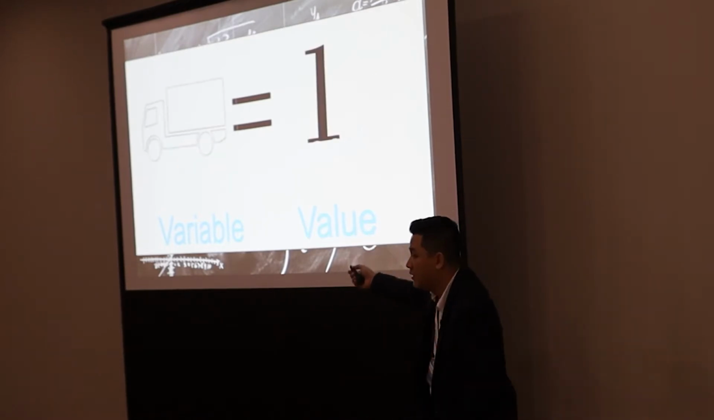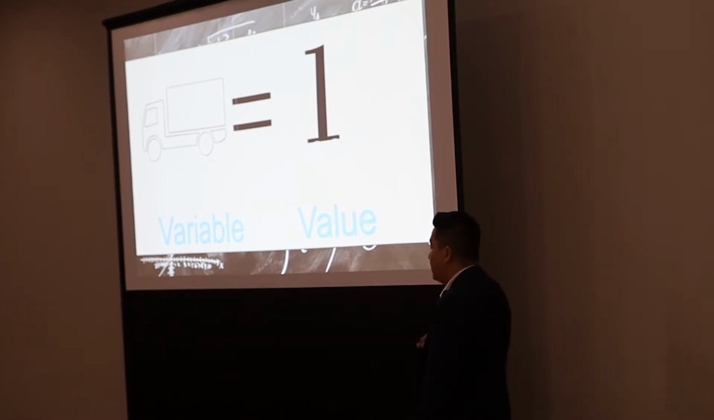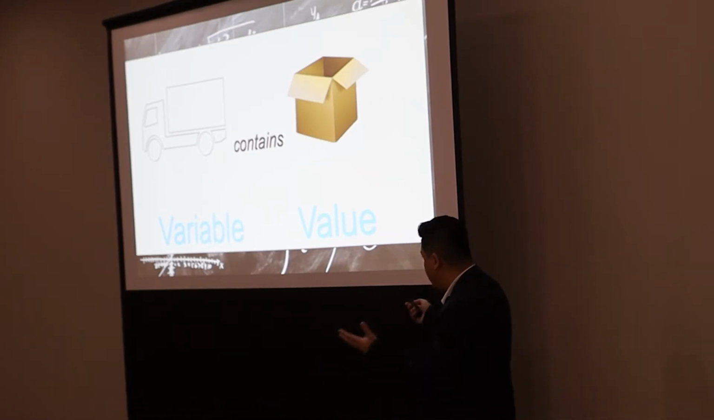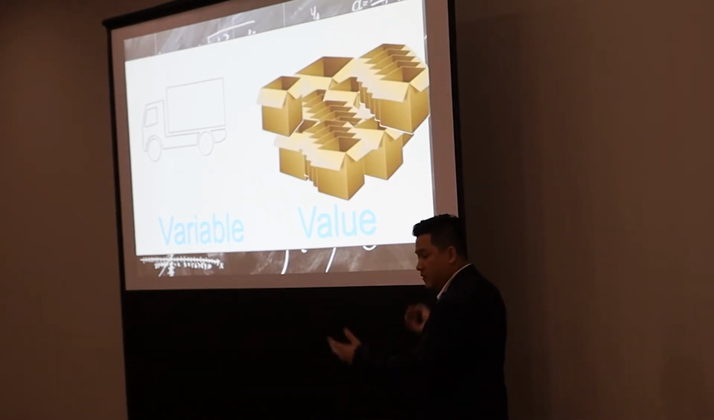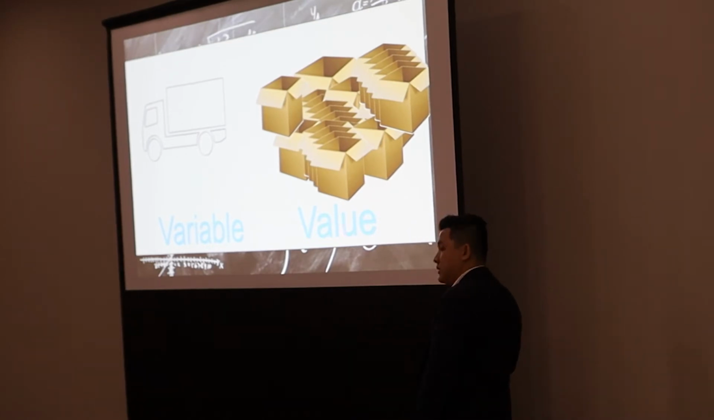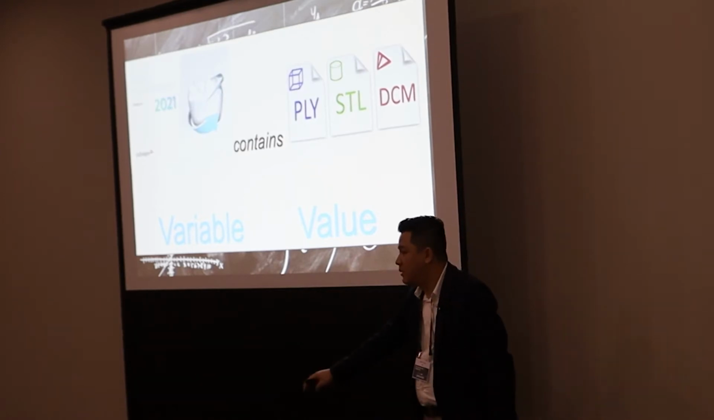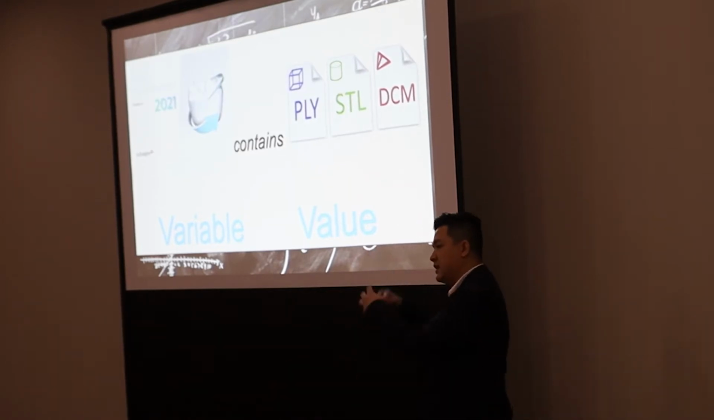It could also be truck, and truck could equal 1. The truck contains 1 box from Amazon, or the truck could contain 5,422 boxes from Amazon. So it's a container that holds some kind of value. When we move that understanding into 3Shape, 3Shape itself is a program, it's a container. It needs data to be put in, it needs values.